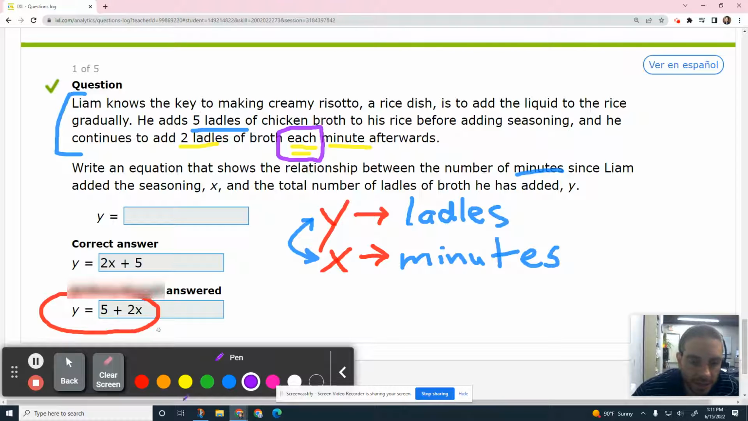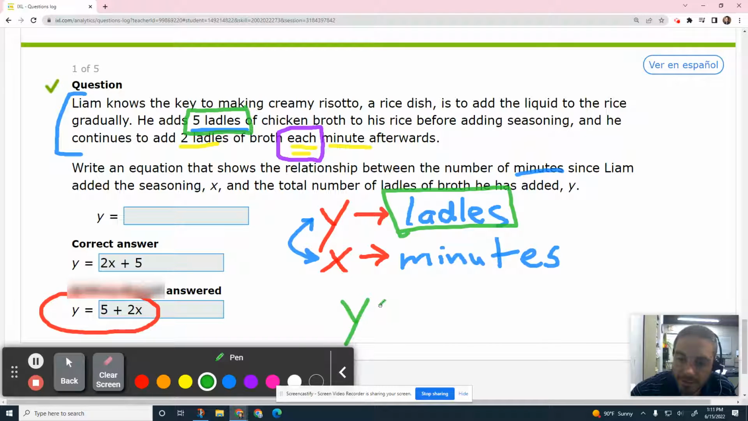The two numbers, the way I've described them in our lessons, is that we have a starting number, which is right here. He adds 5 ladles of broth right away. So in the pot, he starts off with 5 ladles. Since y is ladles of broth, the way we would translate that into algebra would be the number of ladles of broth, y, equals 5, which is what he starts with.